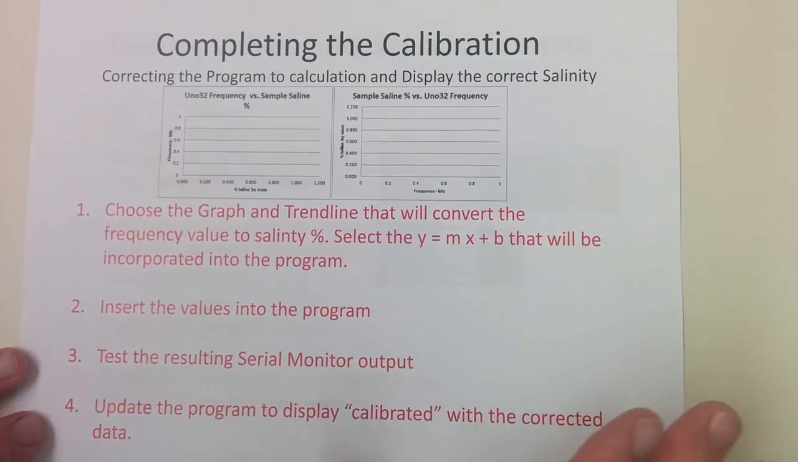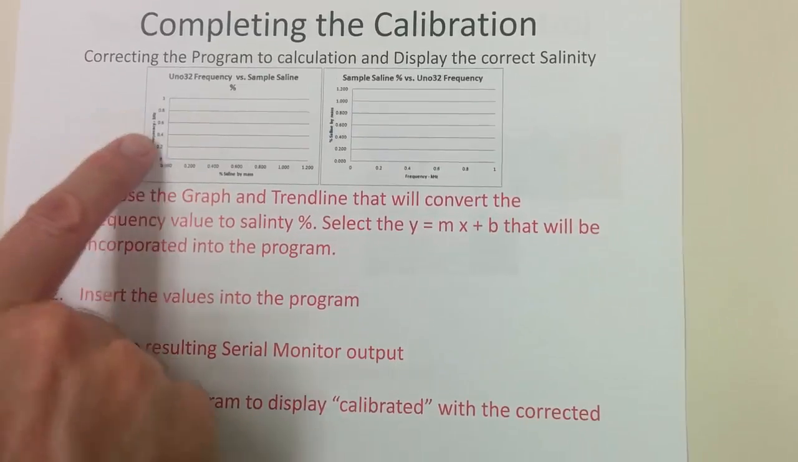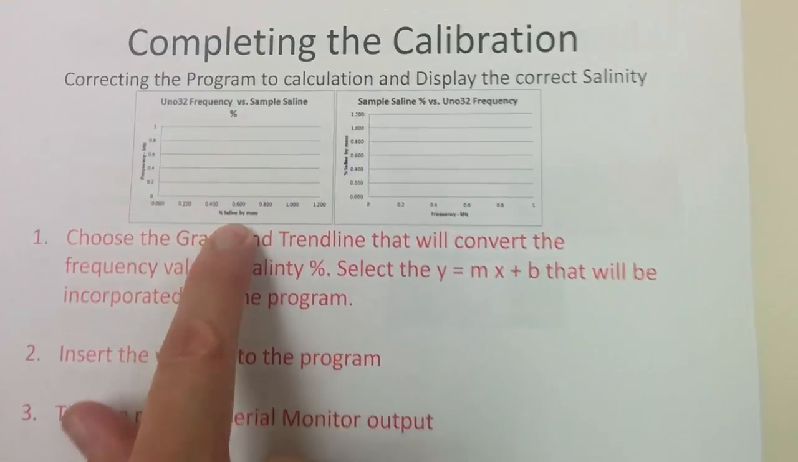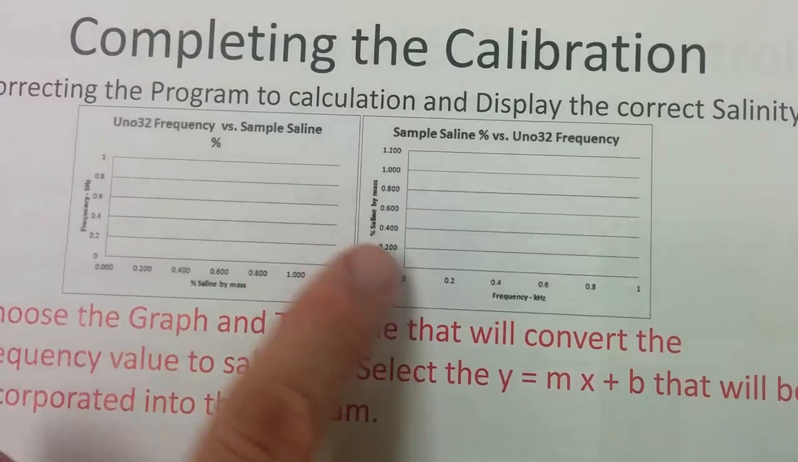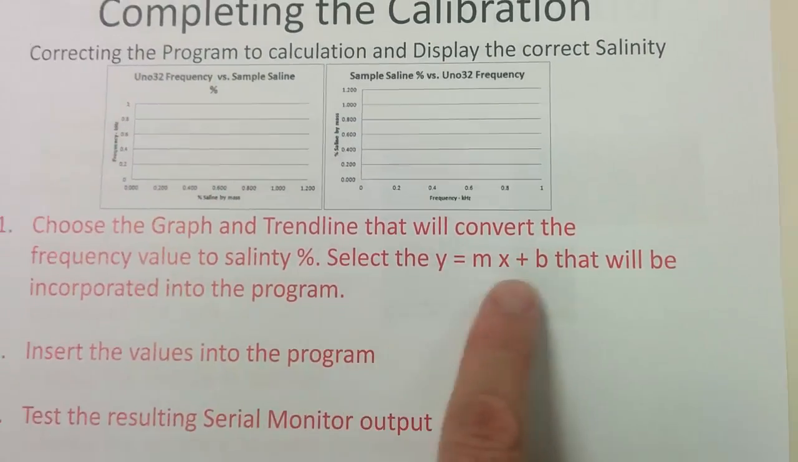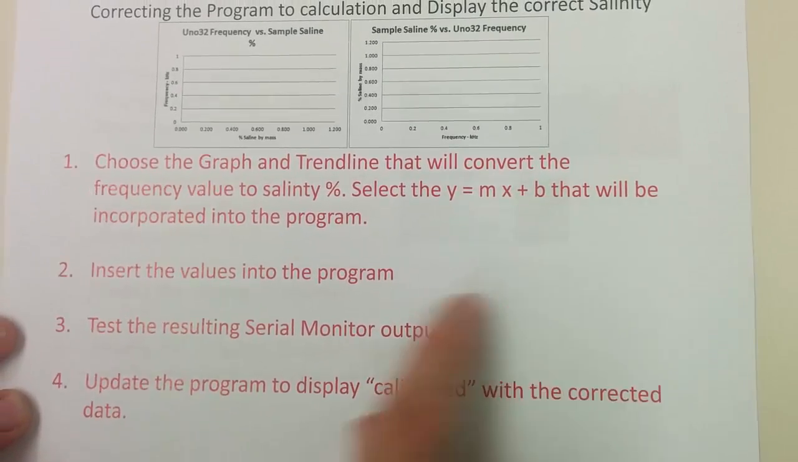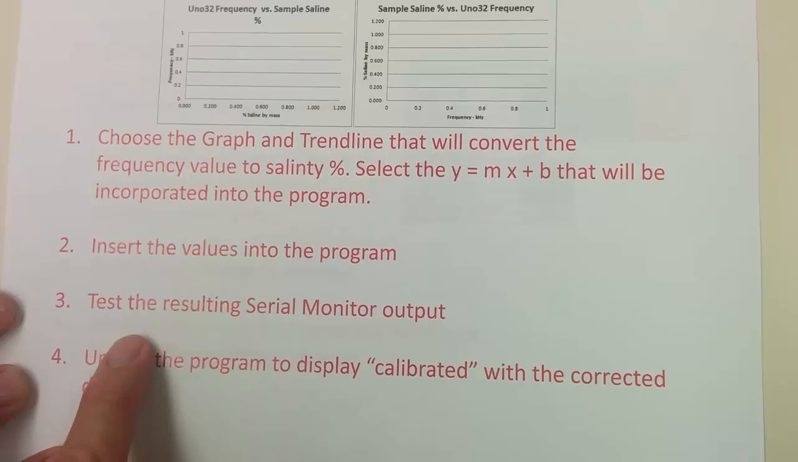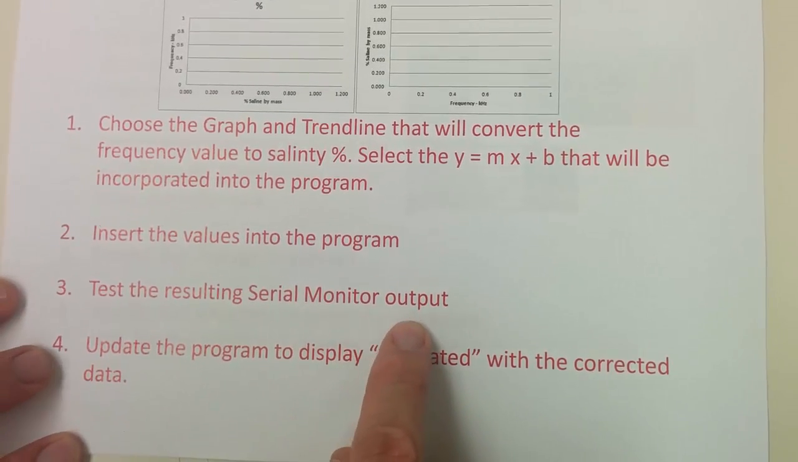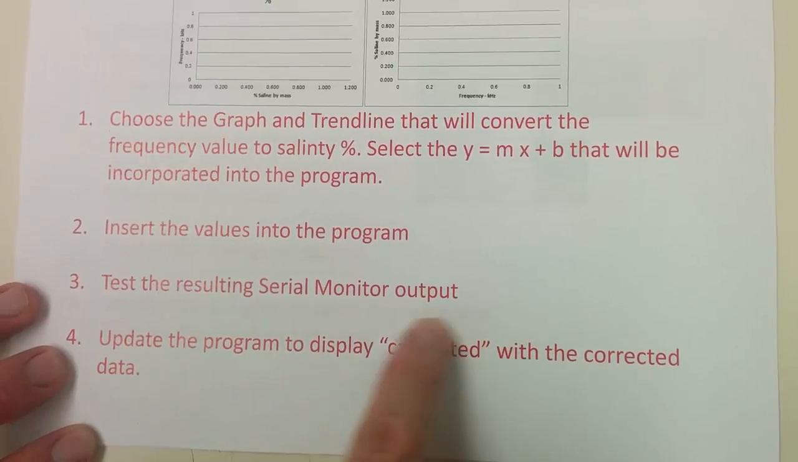All right, so again, for your calibration, you're going to create two graphs, frequency versus percent saline, percent saline versus frequency. Add your trend lines and determine which y equals mx plus b is applicable. Insert the values into the program and test the resulting serial monitor output. Finally, you'll want to change the calibration so that it says calibrated.